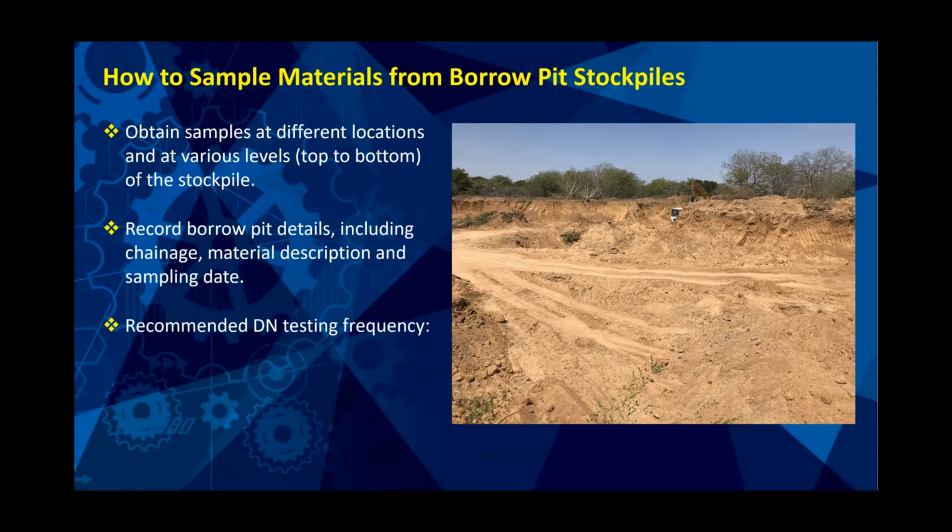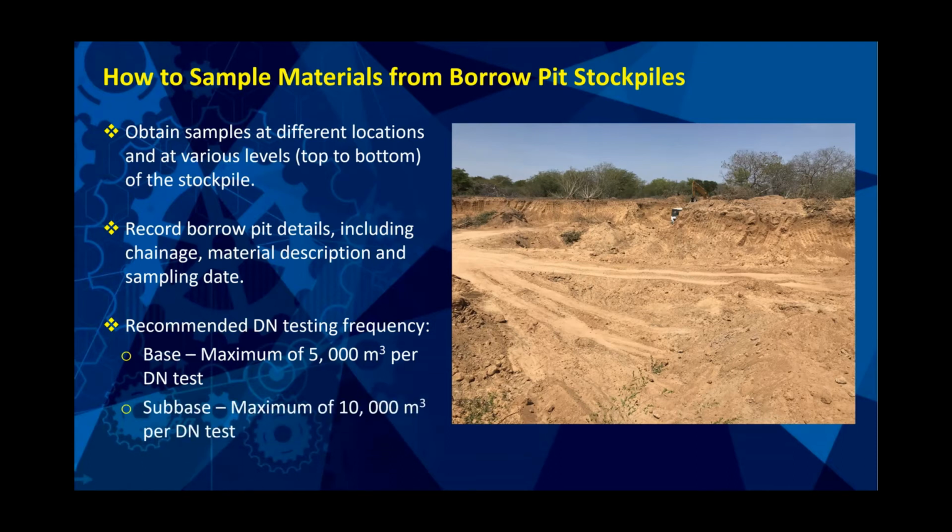The recommended DN testing frequency for pavement materials are as follows. For base material, a DN test should be carried out at least for each 5,000 cubic meters of material. For sub-base materials, this can be reduced to 1 test per each 10,000 cubic meters of material.